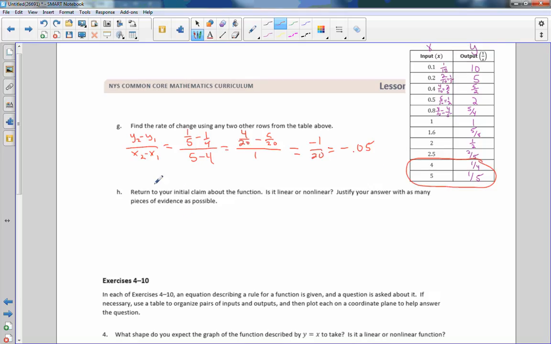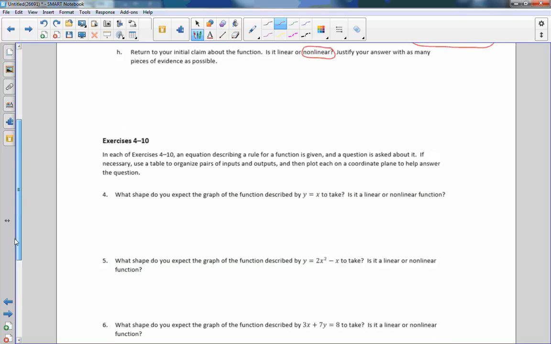Okay, now H says return to your initial claim about the function. Is it linear or nonlinear? It is obviously nonlinear. And how many pieces of evidence do we have? Well, our rates of change are different. Our exponent is -1, and that is not 0 or 1, and I'm content with those two. Okay, so here we go.